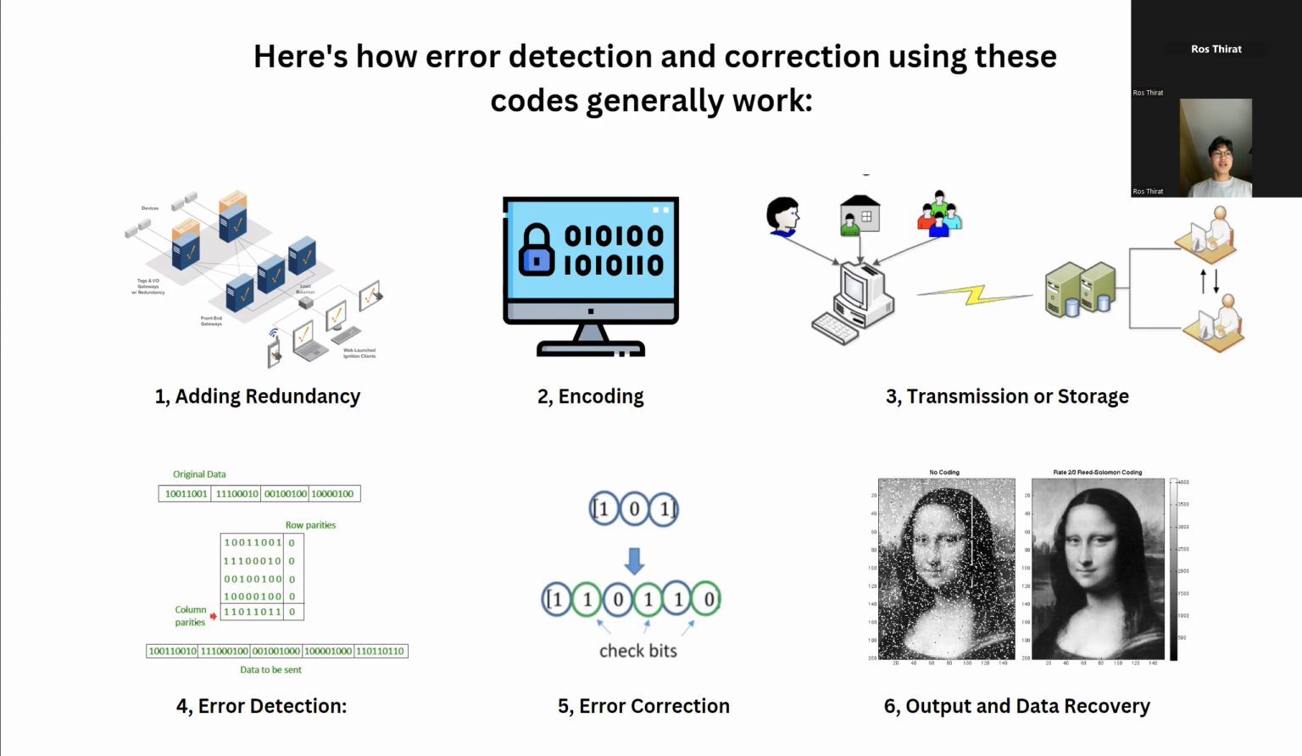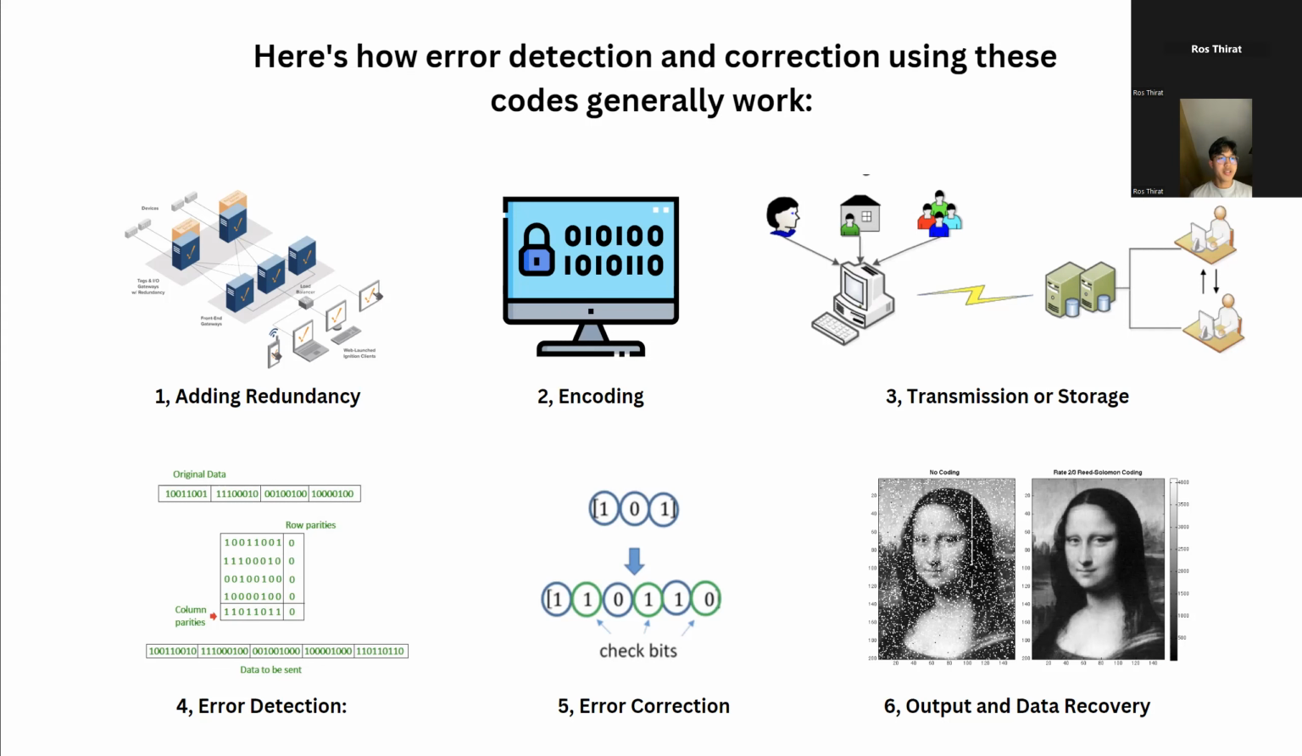First, adding redundancy before transmitting or storing the data. Error correcting codes add extra bytes to the original data, forming a larger block of data, and these extra bytes are carefully calculated based on the properties of the chosen error correcting code. The added bytes are often referred to as parity bytes or check bits. These bits carry redundant information that helps the receiver or storage system identify and correct errors.